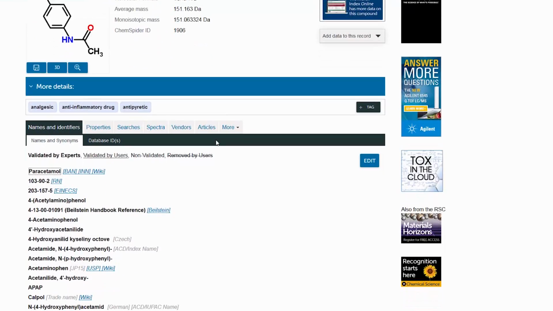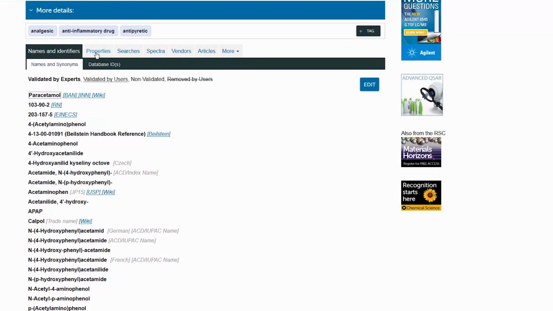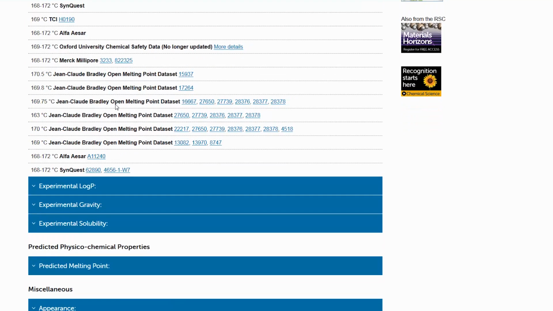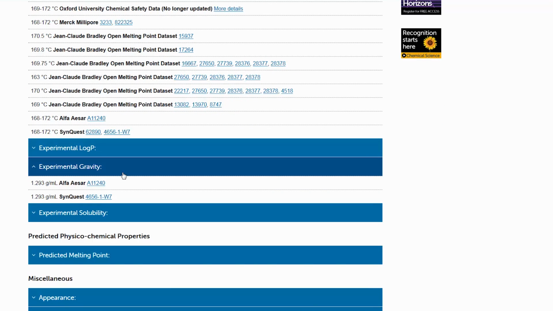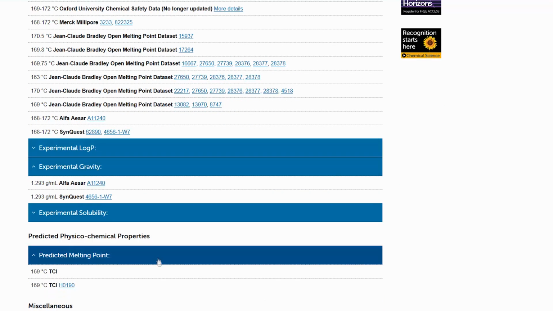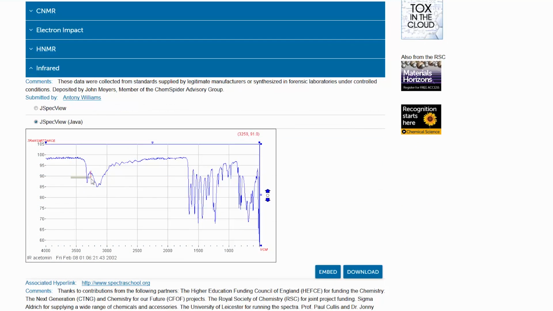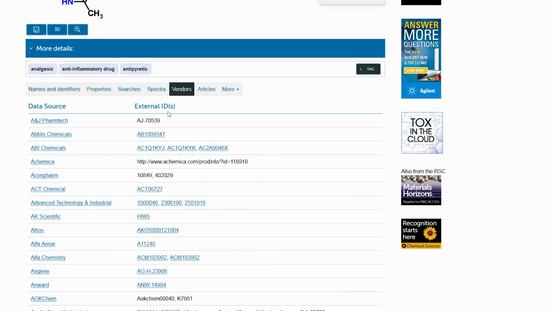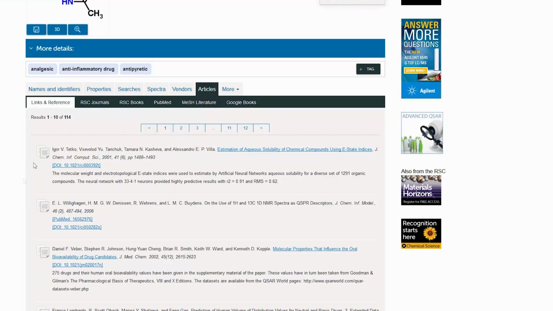A record on Chemspider may contain many kinds of information, including physiochemical properties like melting points, boiling points, and density, interactive spectra, links to chemical vendor catalogues, literature references and patents, and more.